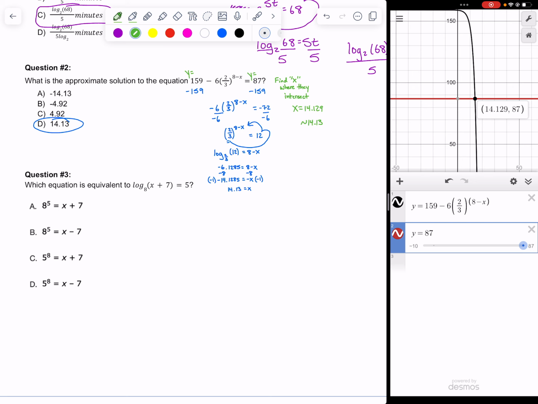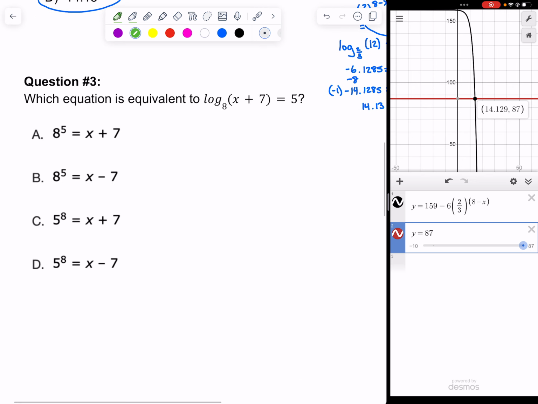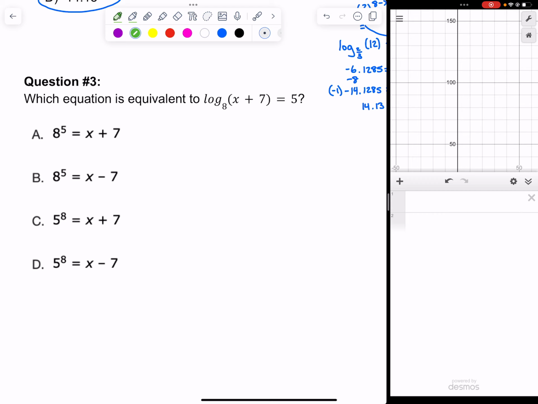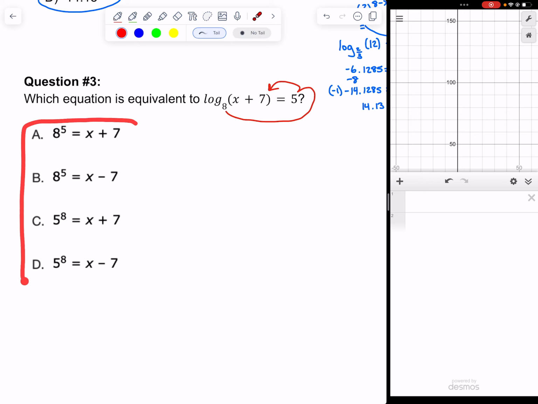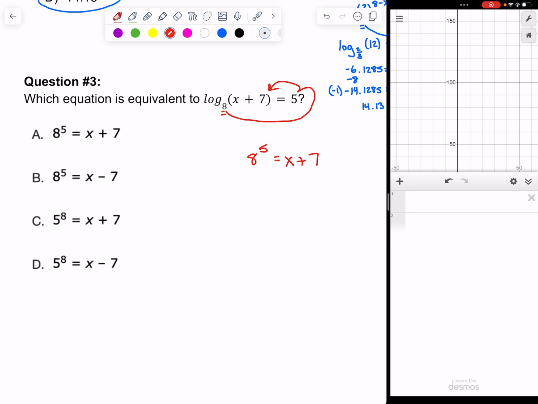Number 3 says, which equation is equivalent to log base 8 of x plus 7 equals 5? So all we need to do for this one is rewrite it into exponential form, because I can tell from my answer choices that that's what they've done over here. So we just have to have the right pattern. So that little cloud is very helpful. So we have 8 to the 5th power equals x plus 7, and that would just go with answer choice A.